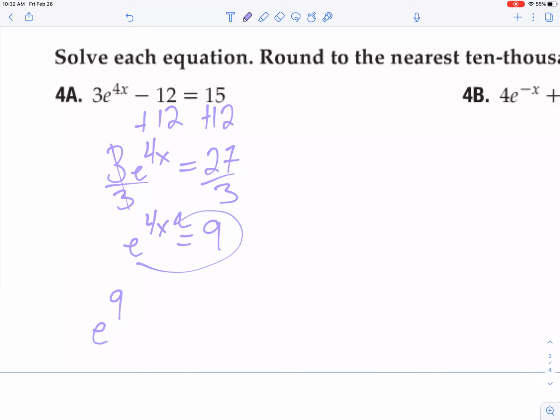So e to the 9th equals 4x. I'm sorry, I just did the same thing as I did earlier, didn't I? Log base e of 9 equals 4x. Oh, just kidding. That should be rewritten as the natural log of 9, right? I always write it log base e first, just so that I get my brain wrapped around what I'm doing.